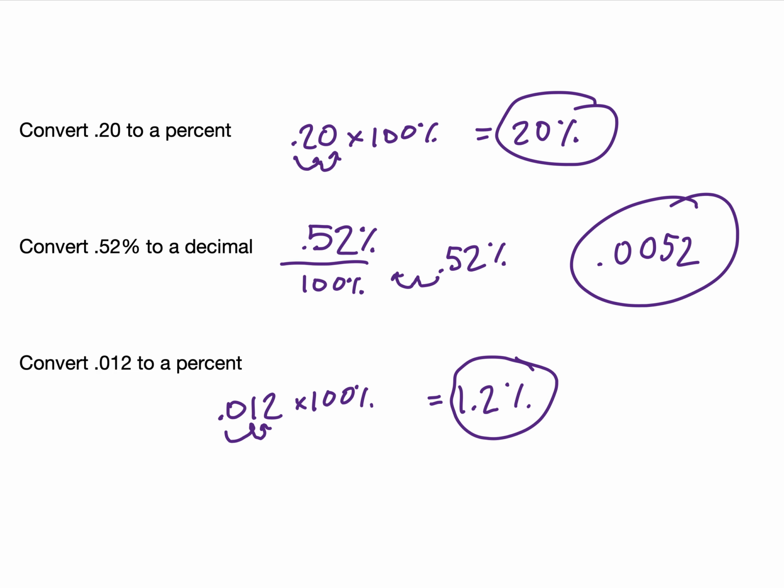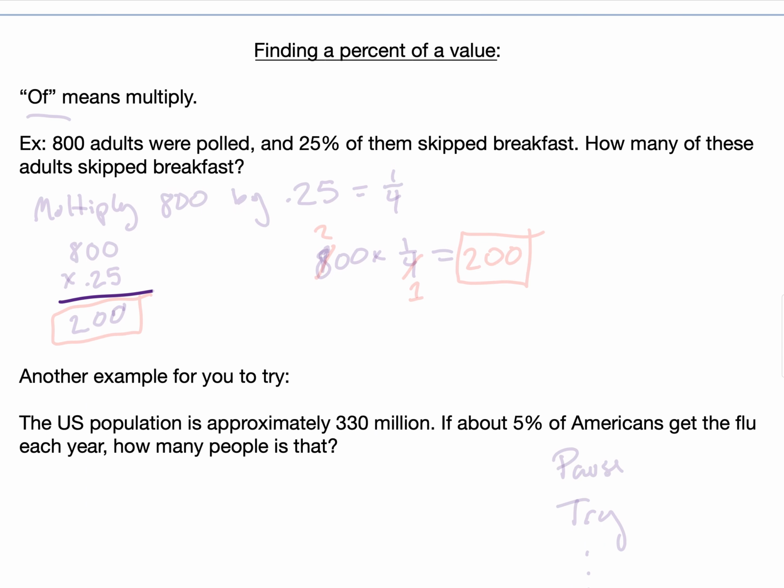Now let's look at finding a percent of a particular number. So of means multiply. And so in this example, if 800 adults were polled and 25% of them skipped breakfast, how many of those 800 adults skipped breakfast? Well, that means that we would take 800 and multiply by 25%, or really multiply by the decimal equivalent of 25%, which is 0.25.